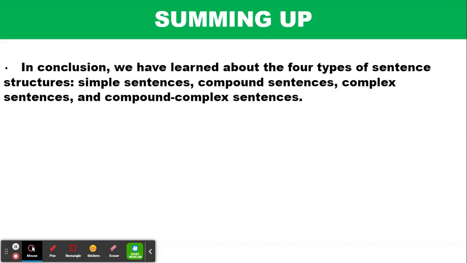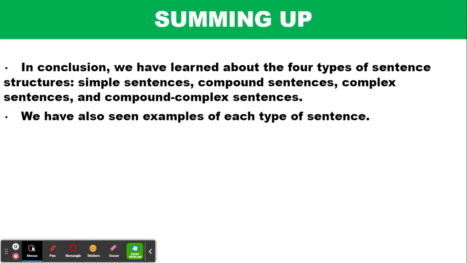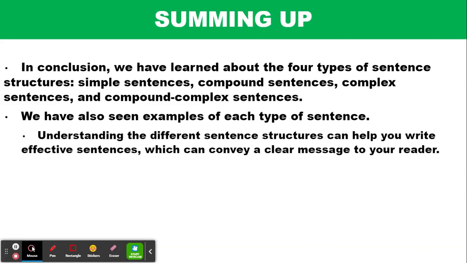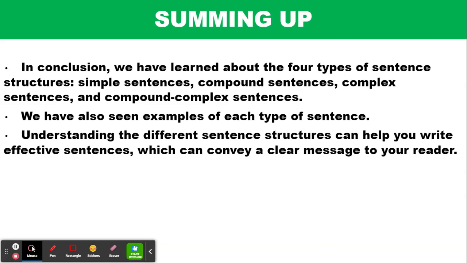Okay, so let's now sum up quickly. In conclusion, we have learned about the 4 types of sentence structures: simple sentences, compound sentences, complex sentences, and compound complex sentences. We have also seen examples of each type of sentence. Understanding the different sentence structures can help you to write effective sentences which can convey a clear message to your reader or to your audience. So this is where I will draw the curtain on today's lesson.